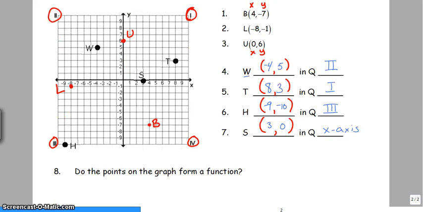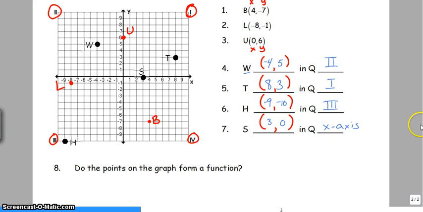The last thing we want to look at is be able to identify whether these points could represent a function. So keep in mind, for a function, this relationship would have to have every x has only one y. And if I look, H is at -9. There's no other points at -9. There's only one point at -8. There's nothing at -7, -6, or -5. There's only one at -4. Then there's nothing, nothing, nothing.